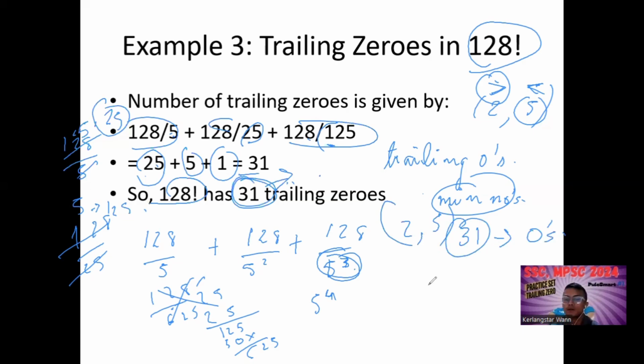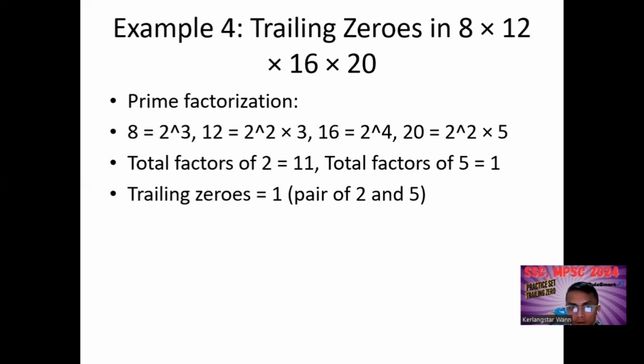Okay, then next is this one: trailing zeros in 8, 12, 16, 20. Prime factorization. Again here we need to do the prime factors of 8, 12, 16, 20. Total factors of 2 is 11. Total factors of 5 is 1. For 8, the prime factors are 2 times 2 times 2, so 3 times.